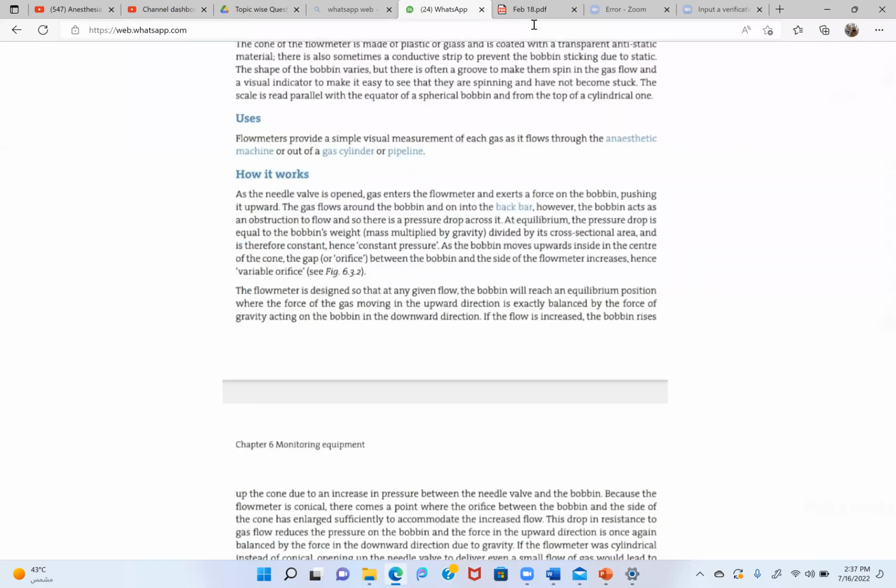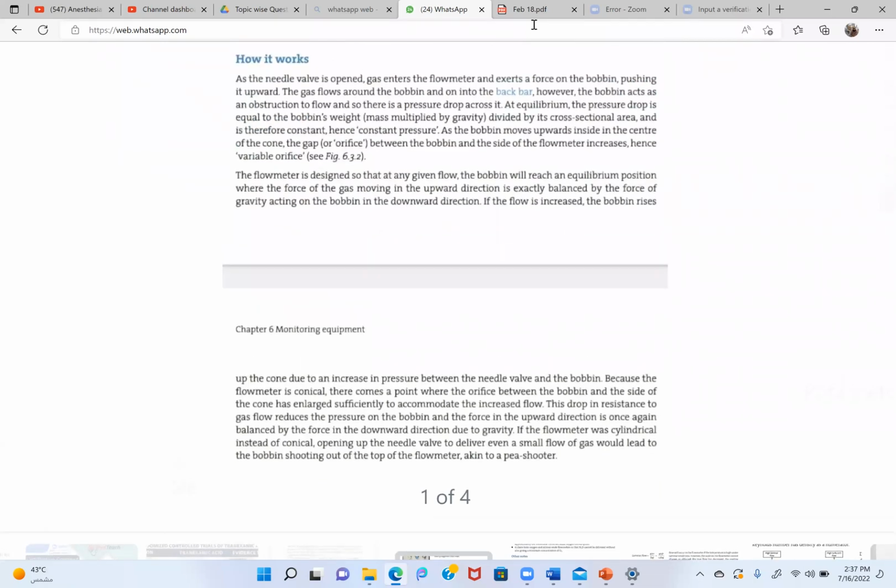So this was the one point. And here they can ask why it is conical, because as it goes up, it is balanced by the flow, because as flow is going high, it is balanced.